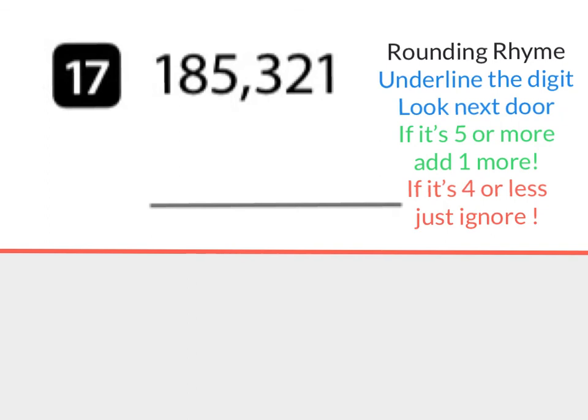185,321 rounded to the nearest 10,000s place. Underline that 10,000s place. Circle the digit to the right. The circled digit is 5 or more, so we add one more to the underlined digit. That'll turn to a 9. The digits to the right of the underlined digit all turn to zeros. The digits to the left of the underlined digit all stay the same. 185,321 rounded to the nearest 10,000s place is 190,000.